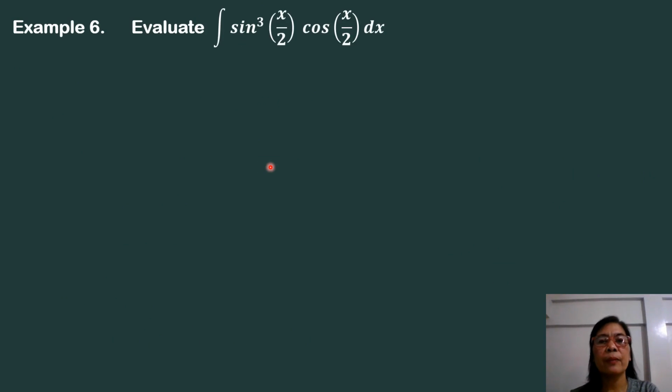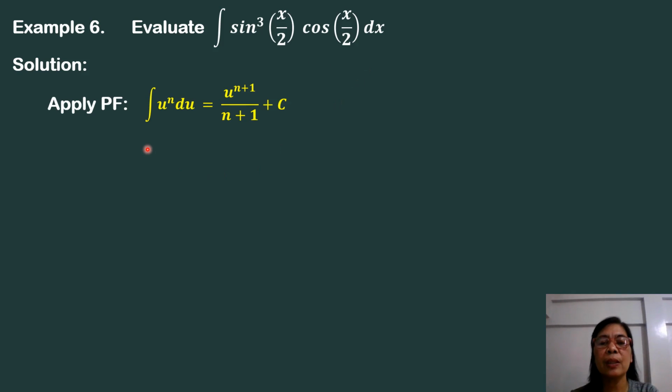Let us now evaluate the integral of sine cube x over 2 cosine x over 2 dx. So in this function, take note again that this exponent 3 has its base sine and its angle x over 2. So we can try applying in here the power formula. The integral of u raised to n du is equal to u raised to n plus 1 over n plus 1 plus c. So we compare the given integrand to the left side of the power formula.